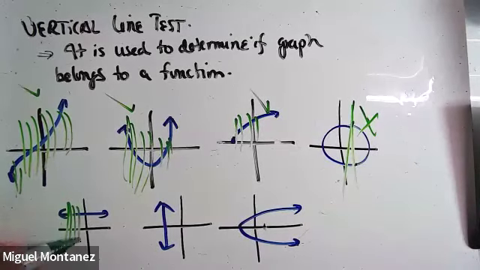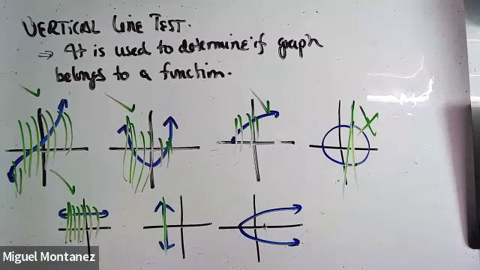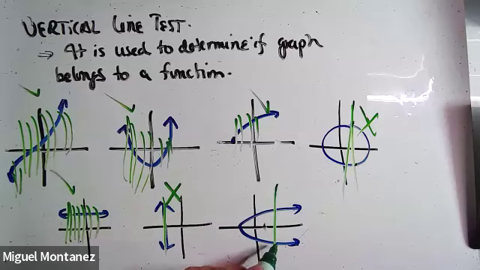Horizontal lines are functions if they pass the vertical line test. Vertical lines are not functions. If I draw a line on top of the line, I'm touching an infinite number of points. So this one is not a function. Last but not least, if I were to draw a line here, I'm touching the graph in more than one point. So this one is not a function either.